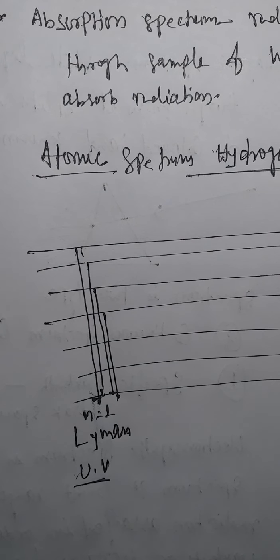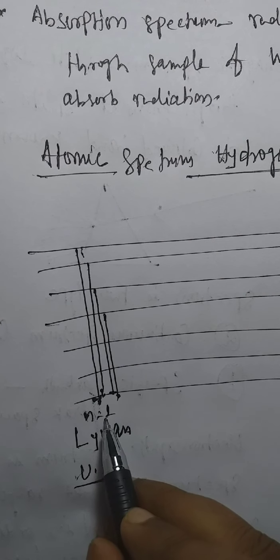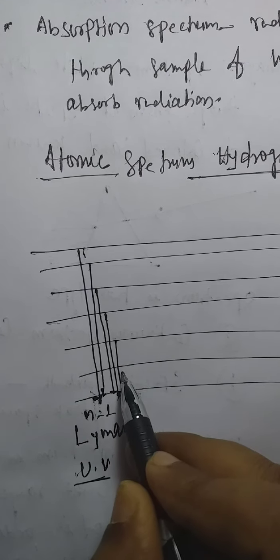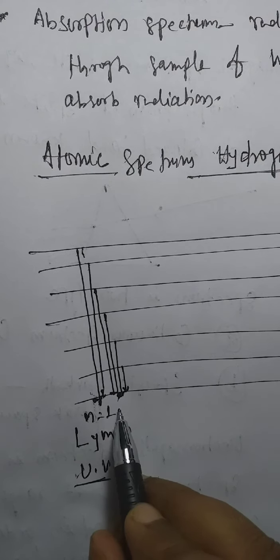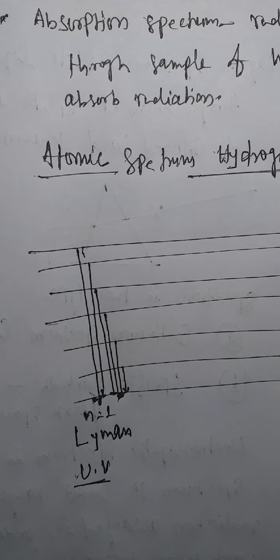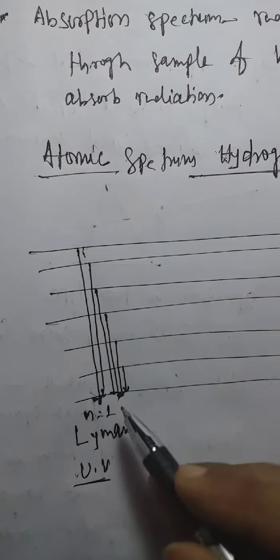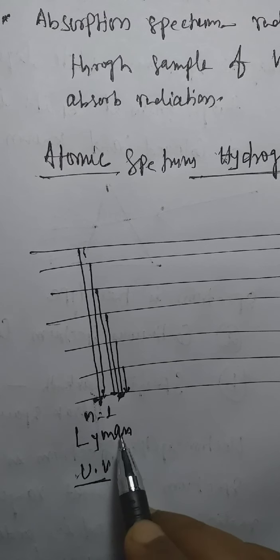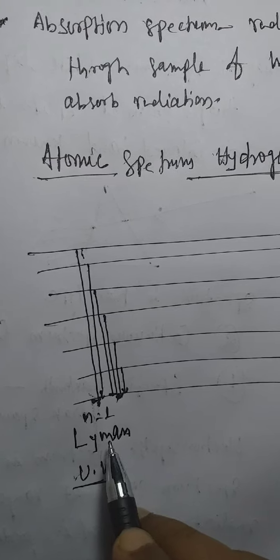This is our ultraviolet region. First, the fall to n equal to 1. It falls from all possibilities greater than n equal to 1, so n1 is 1, n2 is 2, 3, 4. Anywhere it falls from infinity to the first shell, that series is called the Lyman series.